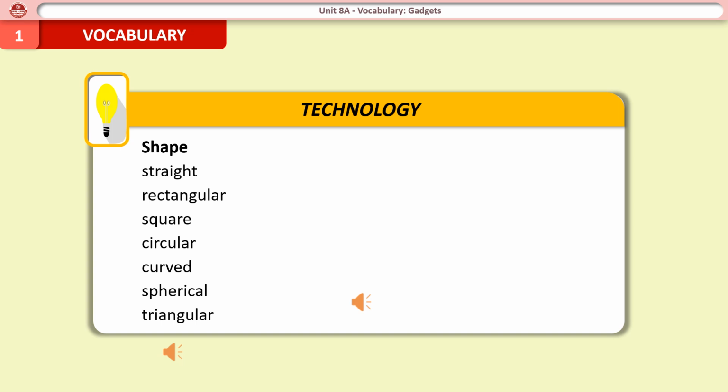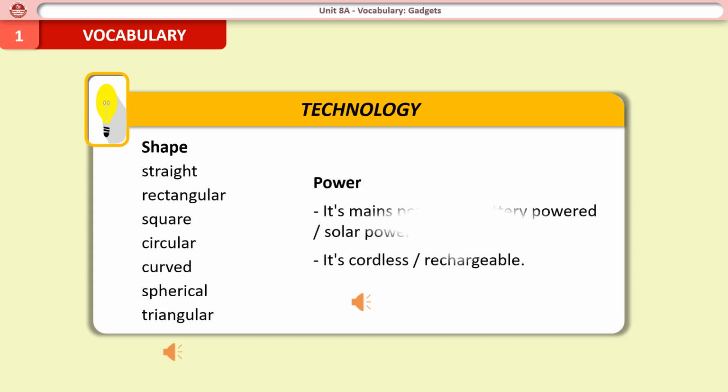And how about the power of that technological device? You know, when we talk about technology, most of the devices are powered. And there are many ways that it can be powered, right? Let's listen to the pronunciation. Power, it's mains powered, battery powered, solar powered. It's cordless, rechargeable. Really nice.